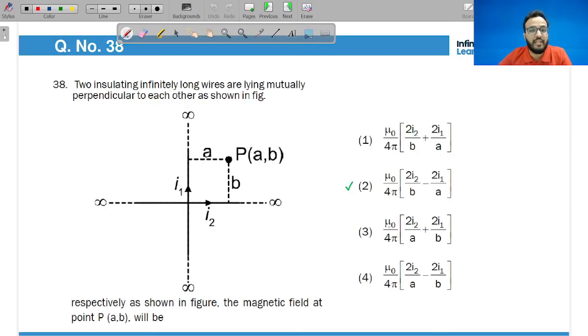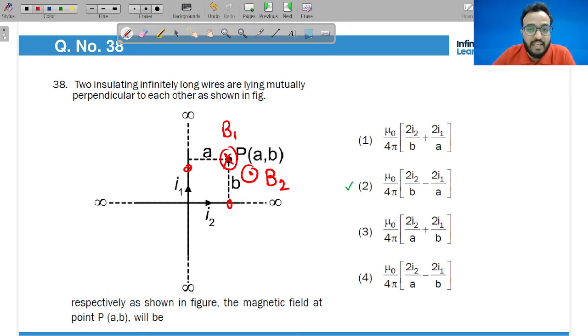Now question number 38, you need to find out the magnetic field. This is very simple. I'm not going to explain again here. Just find the magnetic field due to this wire, then this wire. Not into the plane. See, because of I1, the magnetic field B1 is into the plane. But because of I2, the magnetic field is out of the plane. So B2 is out of the plane, right?